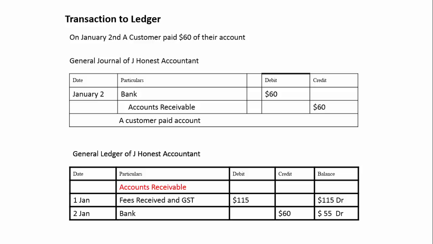Why has it gone down? So we look at accounts receivable, and then you can read from that that $60 has come from the bank on the 2nd of January.